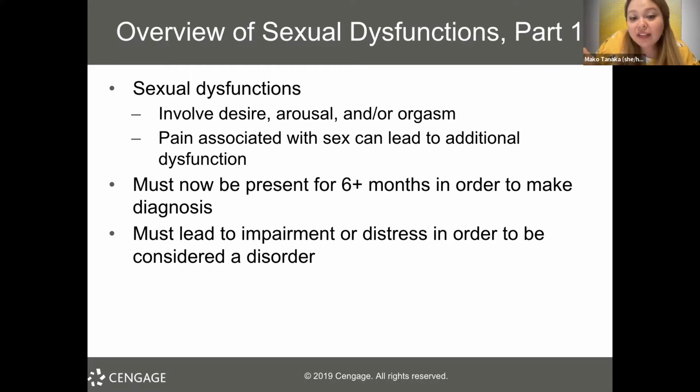Sexual dysfunctions broadly include difficulties with desire, arousal, and orgasming. Additionally, experiencing pain during intercourse or penetration can lead to additional dysfunction, particularly for women or people with vaginas. Having these types of difficulties doesn't necessarily mean that you have a sexual dysfunction. Typically, these types of difficulties have to be present for at least 6 months in order to make an official diagnosis. And they also have to be associated with severe impairment or distress in order to be considered a disorder. So if someone is having difficulties with arousal for a month, they probably wouldn't be diagnosed as having a sexual dysfunction, or if they're having this problem but it doesn't bother them.